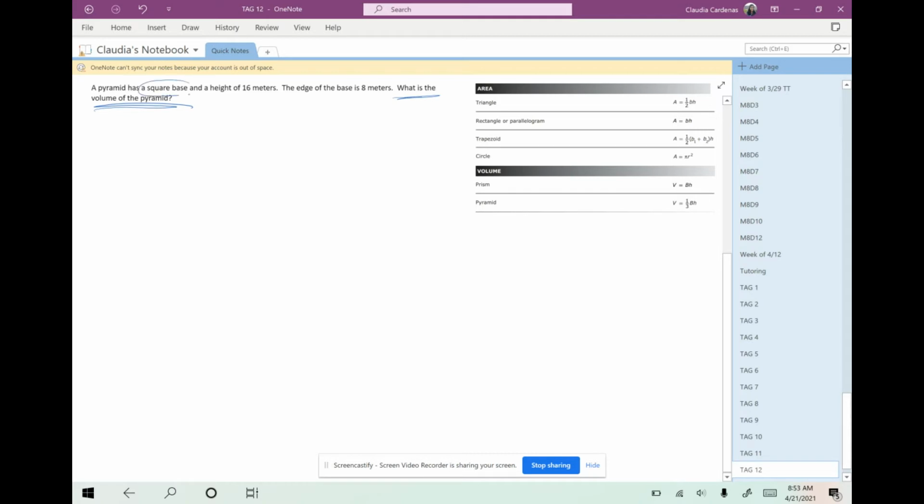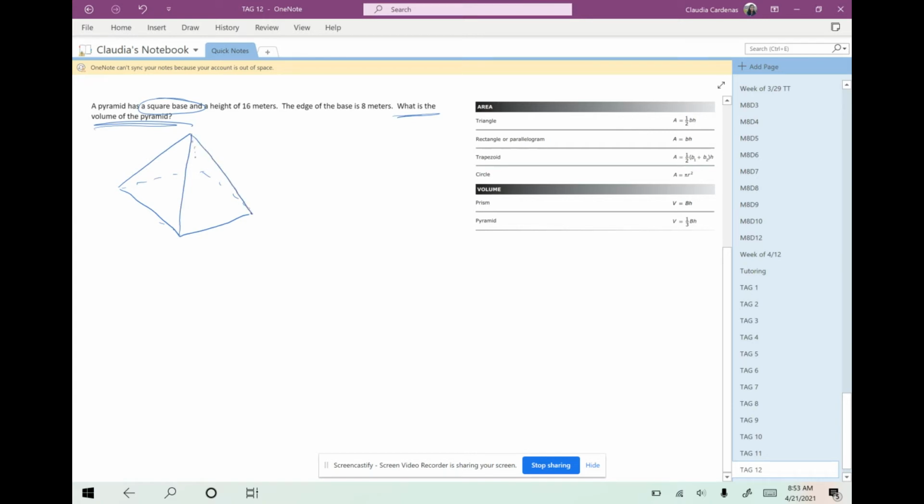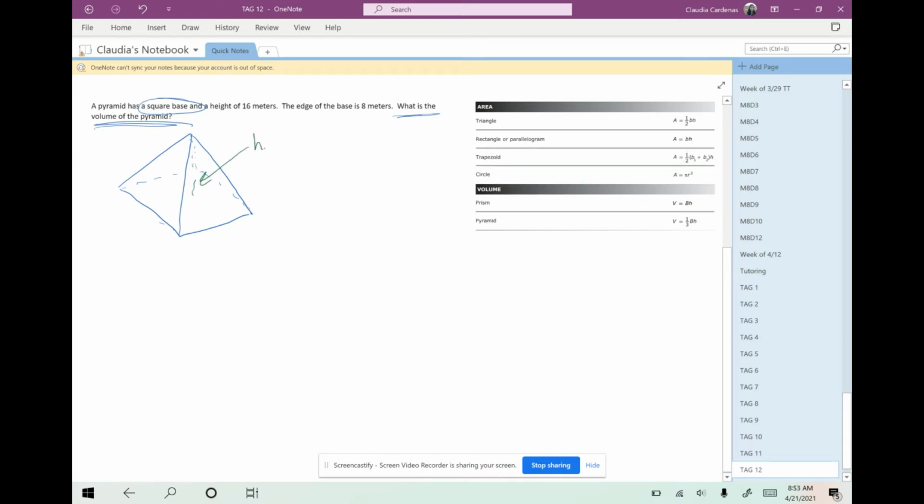It says the base is a square, and this can be a little tricky to draw. Sometimes I have to do little sketches like this, and then I know that the vertices come together at a point, and this one in the back will be a dotted line. So here is our square pyramid. And we know that the height of the pyramid is 16 meters, so I draw my dotted line. Height is 16 meters, okay?